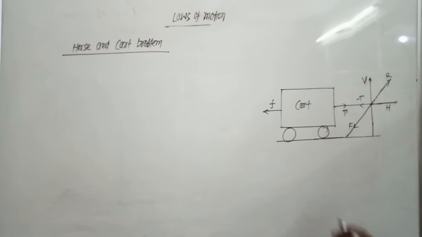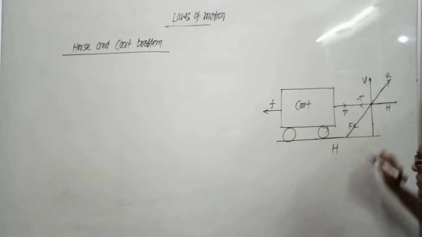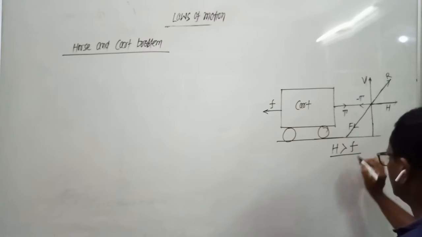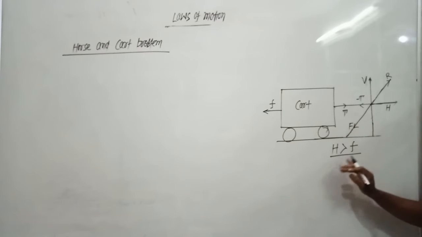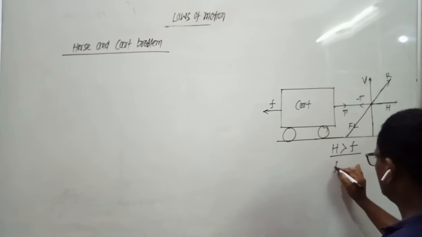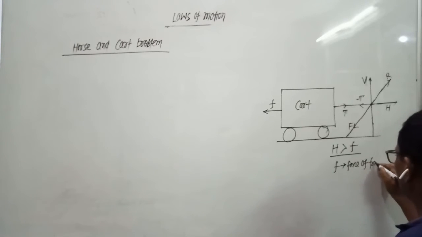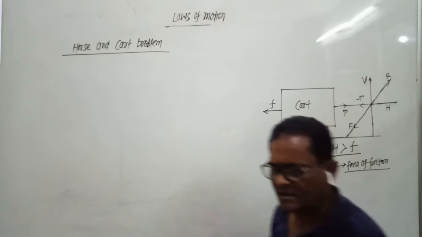So the cart moves in the forward direction when H, the horizontal component of R, is greater than the force of friction. Here we take the case that the horizontal component H of R is greater than the force of friction. We will study the force of friction in detail later on.